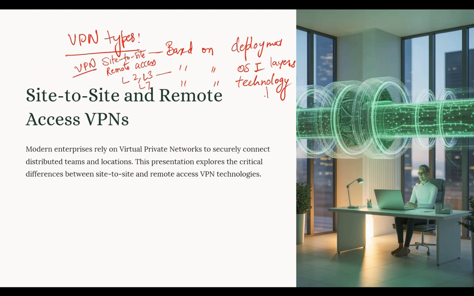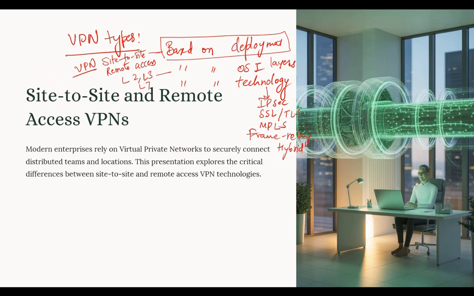Then based on technology types, we have IPsec, SSL or TLS VPNs, MPLS, Frame Relay, layer 2, and hybrid VPNs. Hybrid VPNs use a combination of multiple technologies together. So coming back to the deployment, we will talk about the VPN types based on deployment here: site-to-site VPN and remote access VPN.